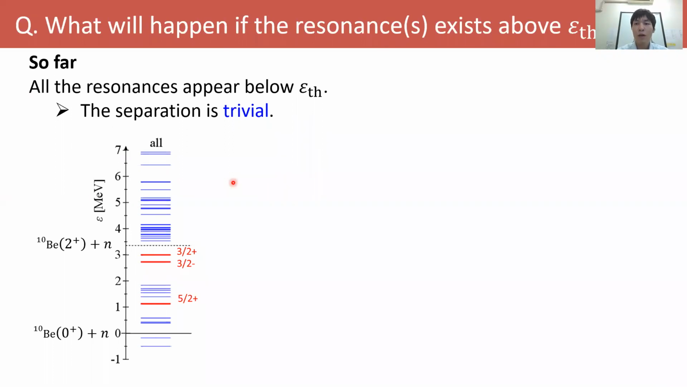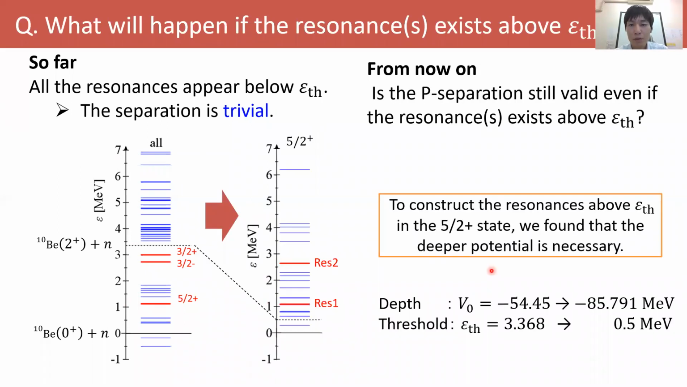On the other hand, so far, all the resonances constructed in set 1 to 6 appear below the threshold energy. In fact, the separation is trivial for these states. So from now on, we will answer the question: is the P separation still valid, even if the resonances exist above the threshold energy? In order to construct the resonances above the threshold energy, we found that a deeper potential is necessary, like this. Then we are successful in making the resonances here and here above the threshold.